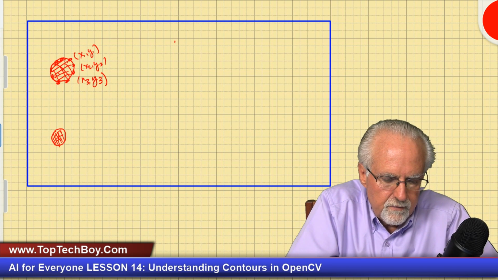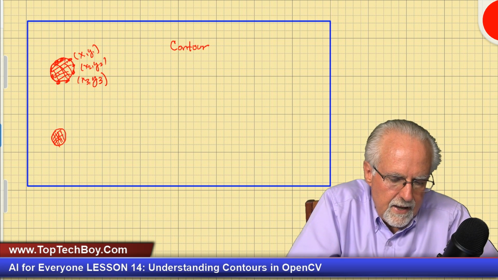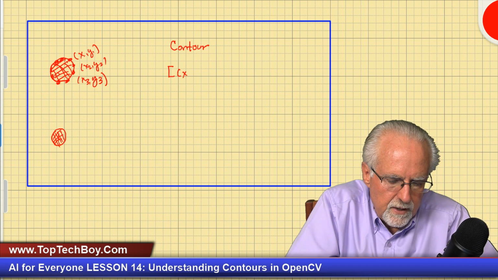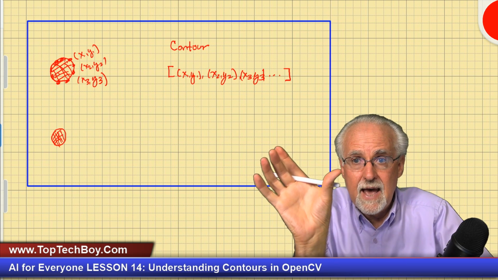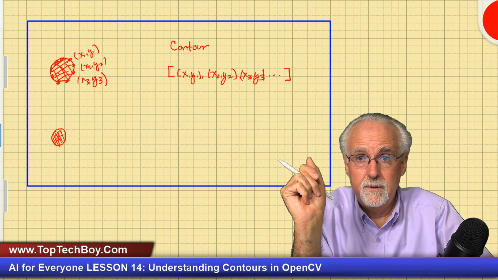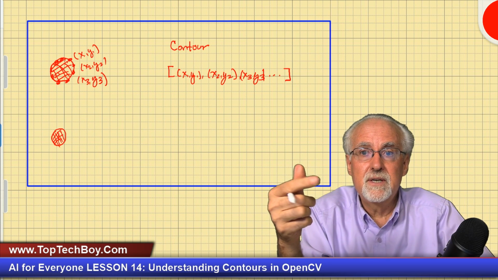So findContours will return a contour, and that contour is an array of the points x1, y1, x2, y2, x3, y3, and so on, and then you close that contour. Okay, so an array of XY coordinates is a contour.